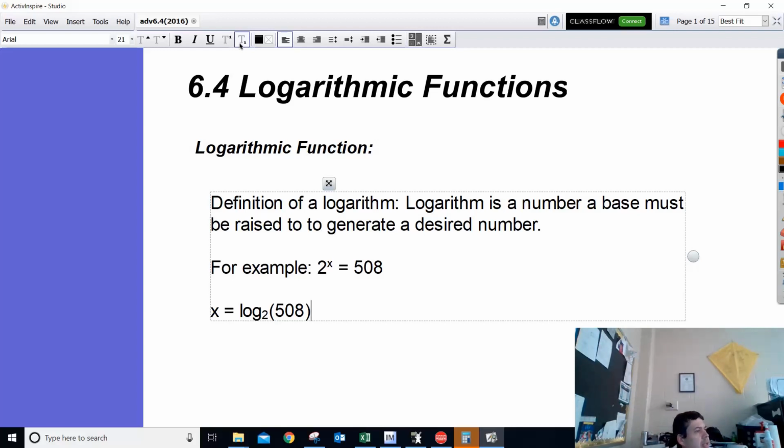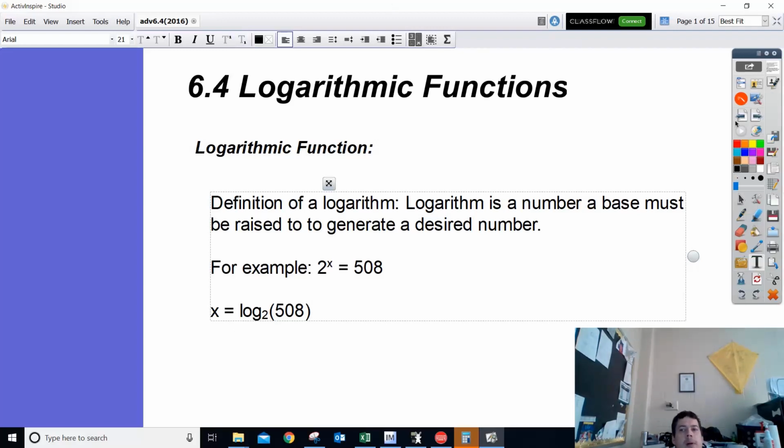I don't know, it's in that neighborhood. That's what a logarithm is. It's just an exponent value. Any questions on the definition of a logarithm?